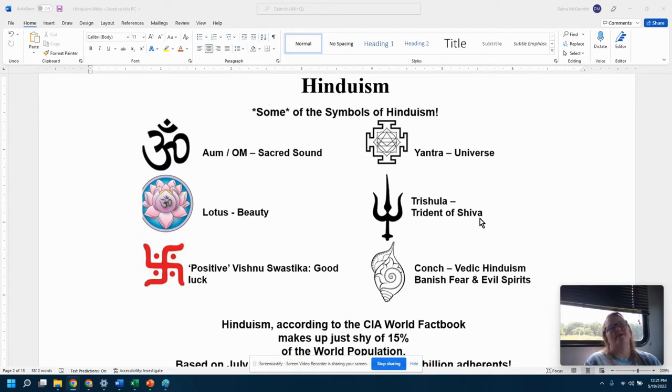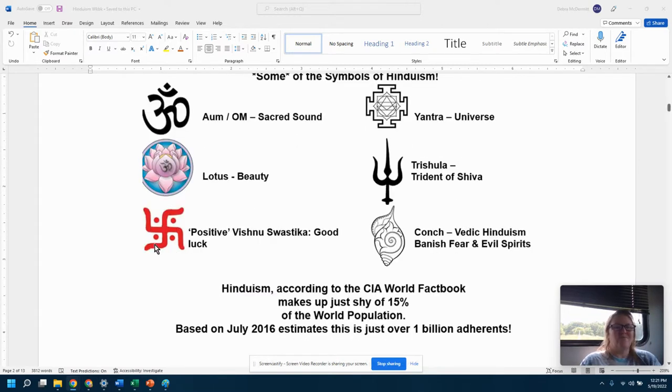Really interesting story happens here with one of the goddesses, and you're just going to have to listen to the video to get to that point. All right, we have the swastika in its positive form. If it's flipped the other direction, it is in its negative form. In the positive form, it means good luck. And I say negative, but it's still a powerful symbol in relationship to the goddess Kali. And then the conch shell, possibly one of the older symbols. It was basically blown in order to banish fear and evil spirits.